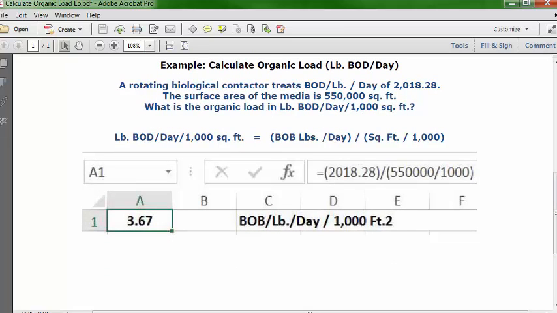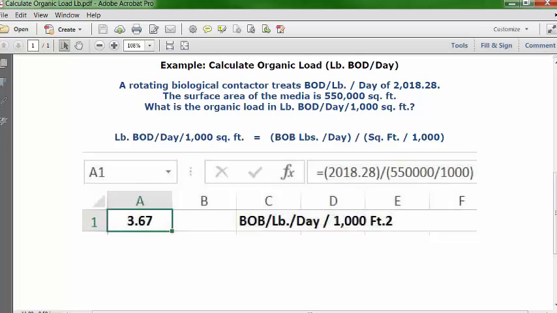You can go to a blank worksheet and put your cursor in cell C1. You can type "BOD pounds per day per 1,000 square feet." That's going to be the description of our solution. In cell A1, you can format it as numbers with two decimals. You can set it as bold and centered, and you can go to the formula bar.